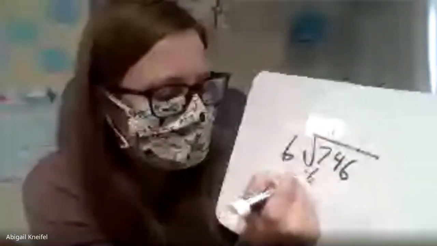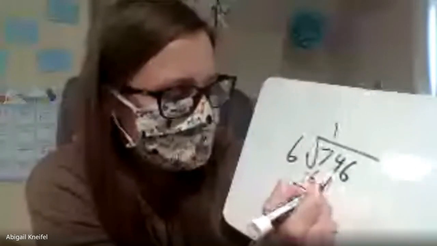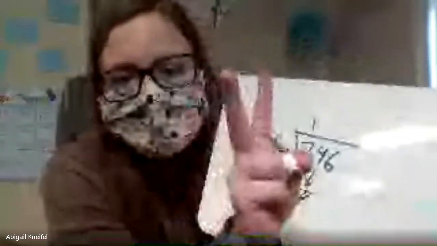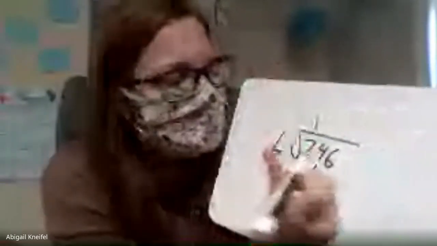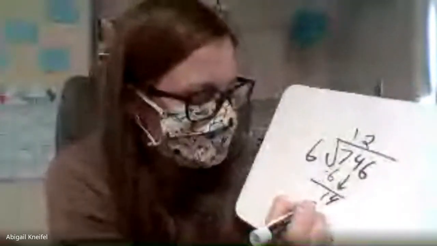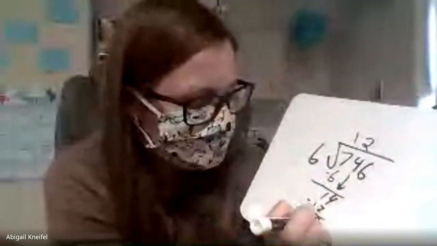All right. We're going to do it together. Can 6 go into 7? Yes, it can. It can go in one time. 7 minus 6 equals 1. Bring down my 4. How many times can 6 go into 14? 2 times. So you put the 2 up there. 2 times 6 is 12. 14 minus 12 equals 2.